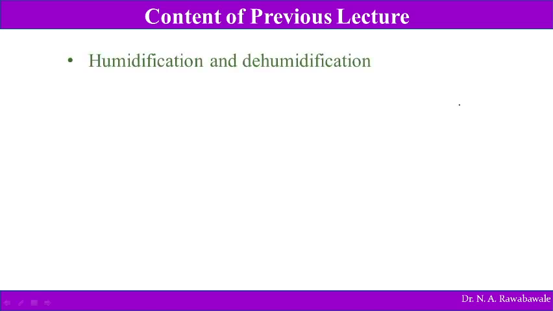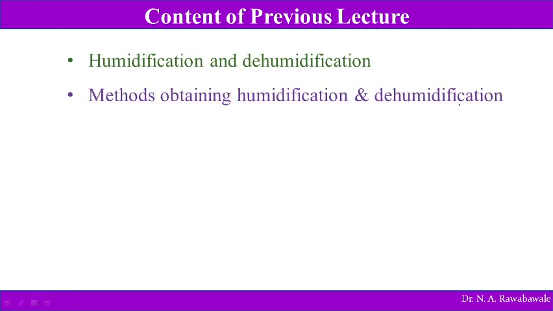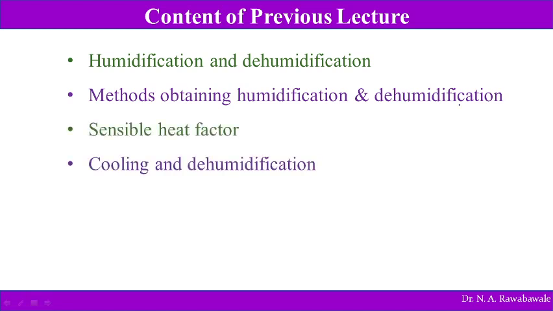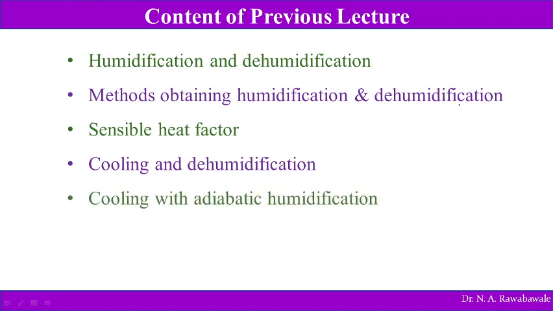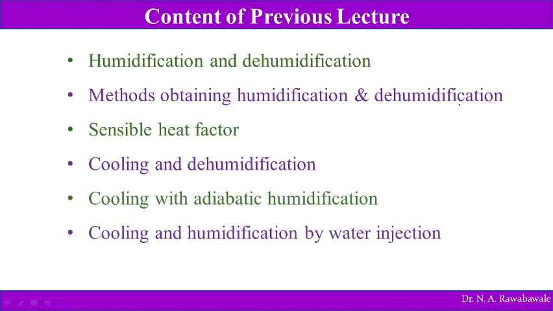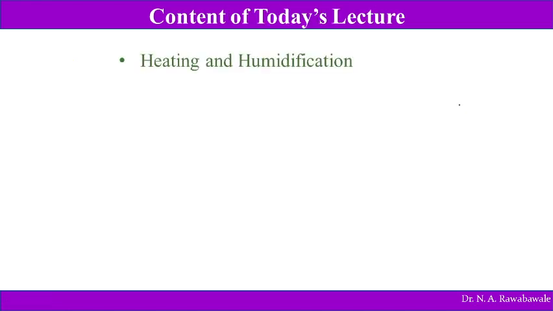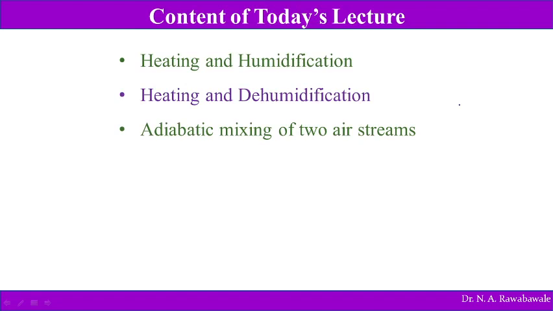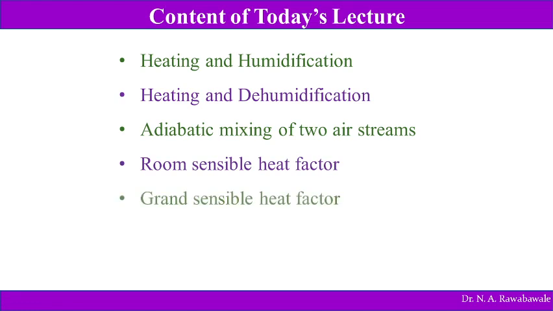In the previous lecture we discussed the psychrometric processes such as humidification and dehumidification and methods for obtaining them, sensible heat factor, then cooling and dehumidification process, then cooling with adiabatic humidification, and cooling and humidification by water injection system. Now today we are going to discuss heating and humidification, then heating and dehumidification, adiabatic mixing of two air streams, then room sensible heat factor and grand sensible heat factor.